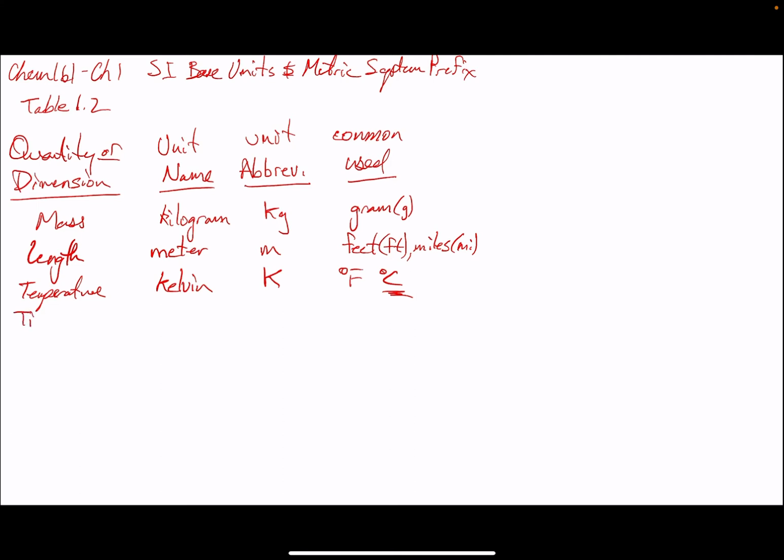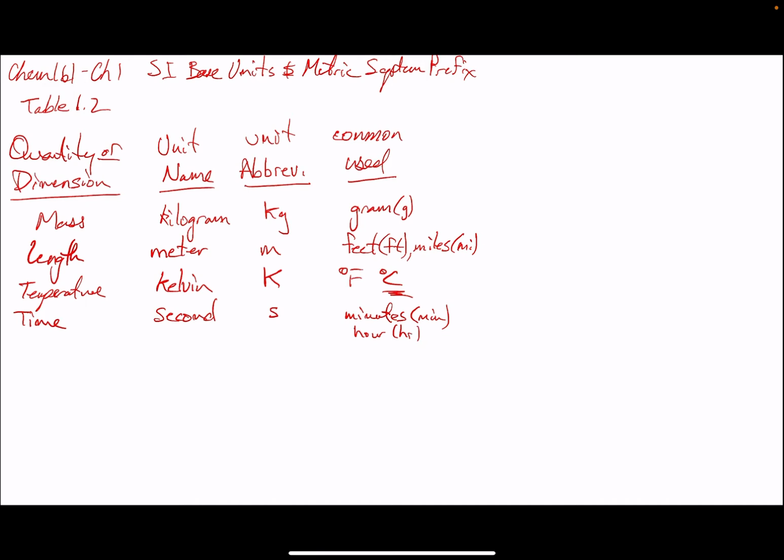Time is also another quantity or dimension, and here the default is going to be the second for reporting that type of information, and here we're going to use the abbreviation lowercase s. And others that you're familiar with, of course, are things like minutes, min. Notice the abbreviation there is different than miles, mi, and things like hours with hr.